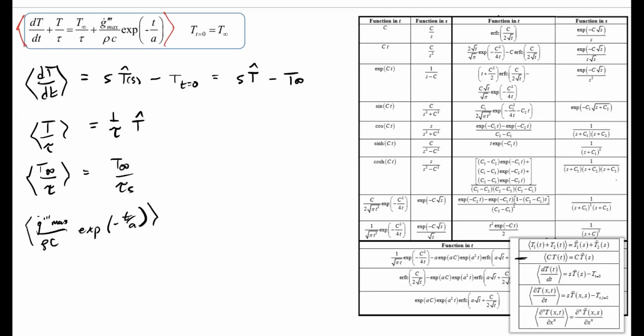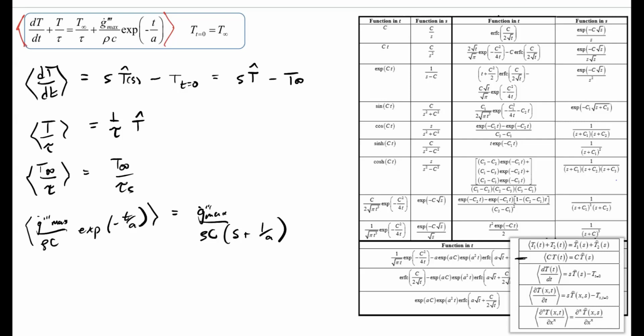Okay, so if we go back and look, that corresponds to what up here, table 2 right here, right? This guy here. So let's do that, and that gives us G dot triple prime max over rho C times S plus 1 over A. Right, so that's our transform.